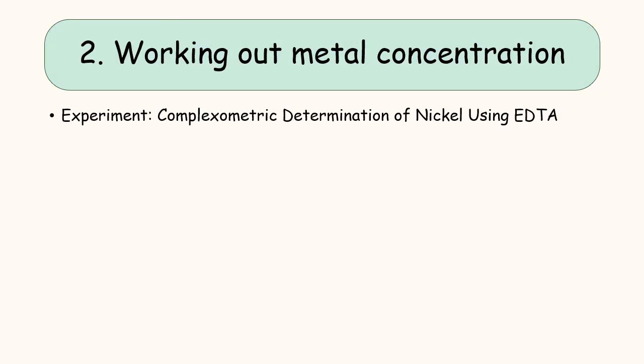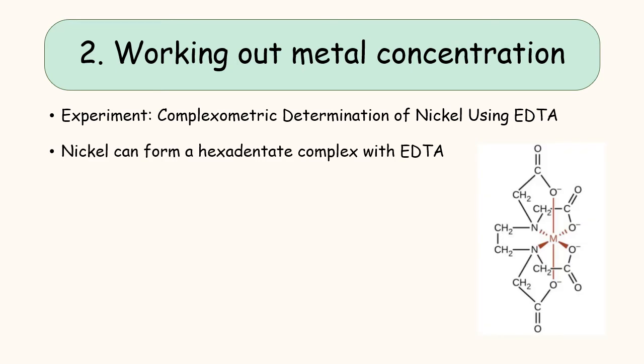Our second example of complexometric titrations is working out the metal concentration. And this experiment that we're explaining is one that we would like you to have tried in class. But if not, this is a sort of rough guide to the complexometric determination of nickel using EDTA. So nickel can form a hexadentate complex with EDTA. So the EDTA completely surrounds it, and it means they react in a 1-to-1 ratio.